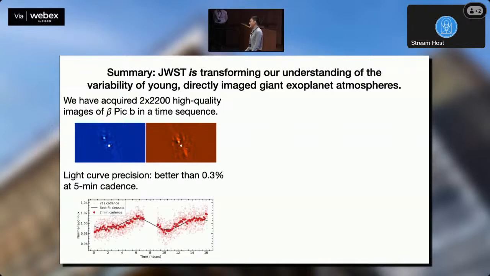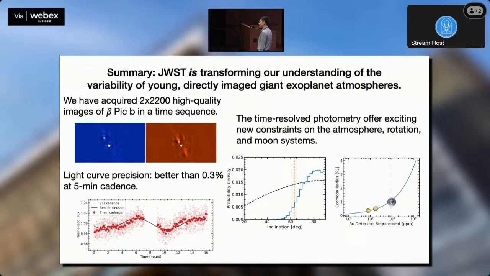To sum up the observation part, we have collected really excellent data from James Webb that allow us to detect the photometric variability of this planet at a very high precision. This allows us to map the atmosphere of this planet, constrain its spin axis orientation, and perhaps give us the possibility to detect moons orbiting around this planet.